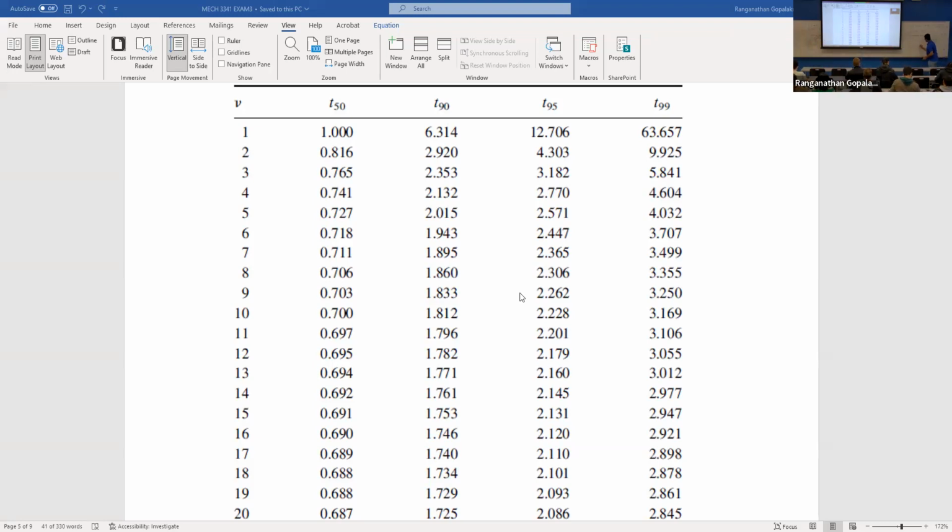nu is called the degrees of freedom, and this is always 1 less than the number of observations, so it has to be 9 minus 1, or 8. So if you look up the table for nu equals 8 and probability level equals 95%, what is our t value? 2.306. That is 8 degrees of freedom and 95% confidence, 2.306.